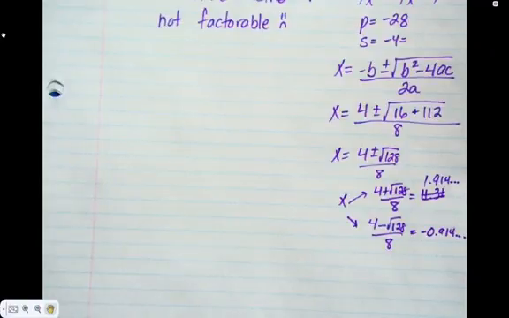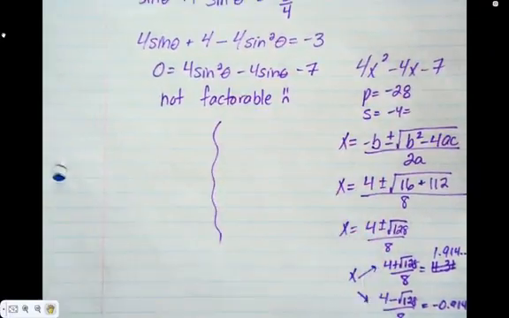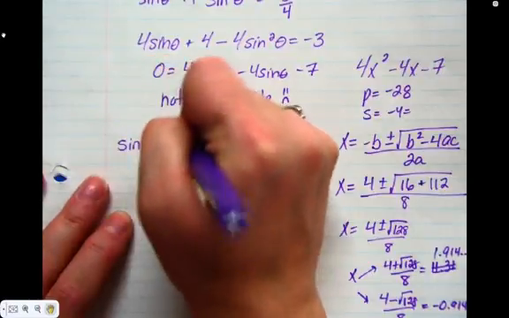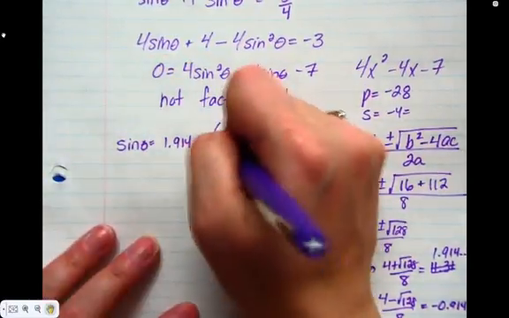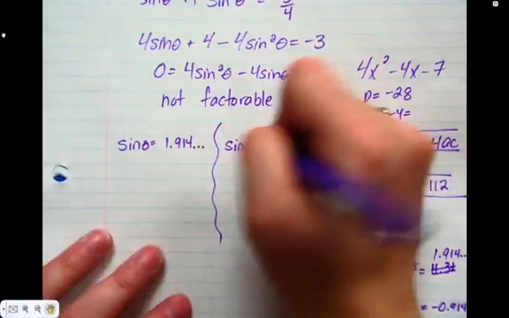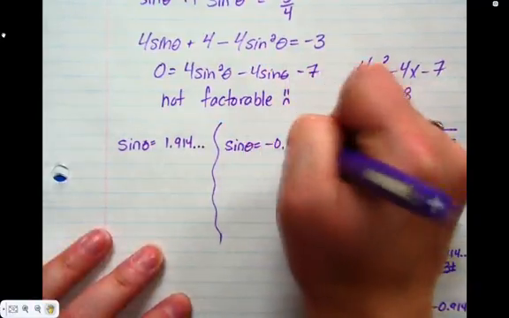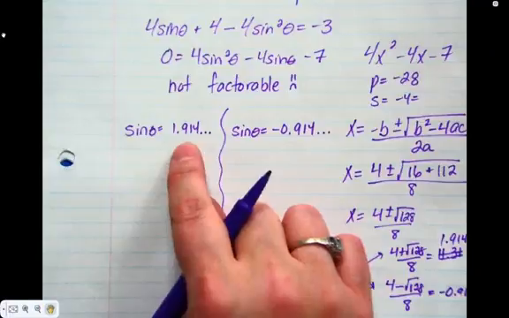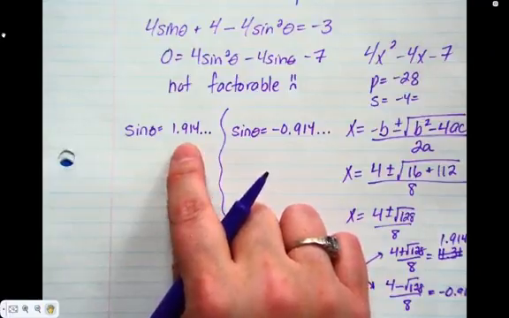And then last year we would have been done, but no, this is a trig question. So what we have is sine theta equals 1.914 dot, dot, dot, and sine theta equals negative 0.914 dot, dot, dot. So we still need to do reference angle, quadrants, and then talk about our interval. How do we find a reference angle? Yeah, is it a unit circle? Did we memorize anything with 1.914? So this is a unit circle question.